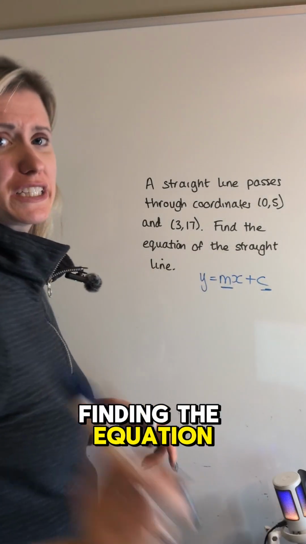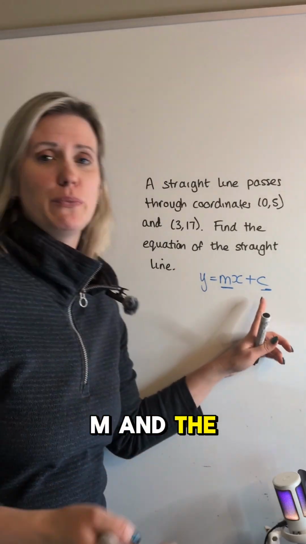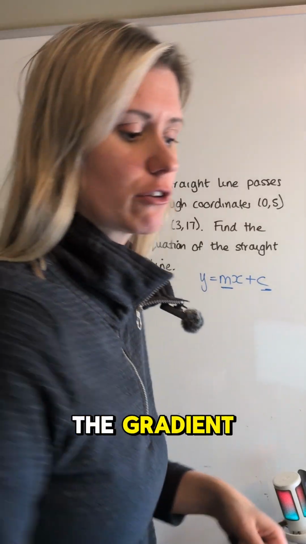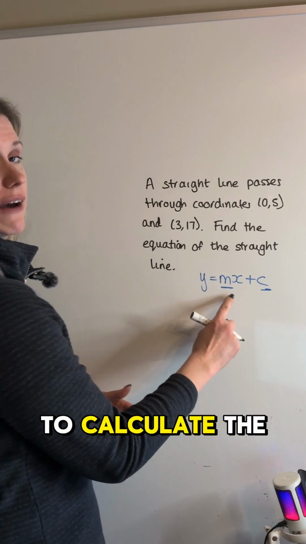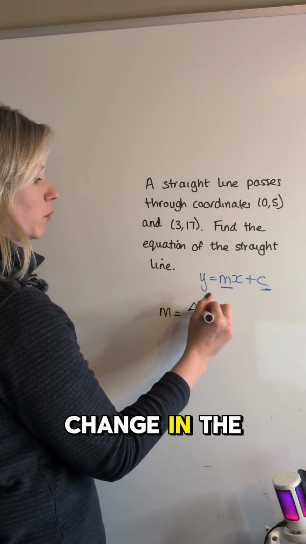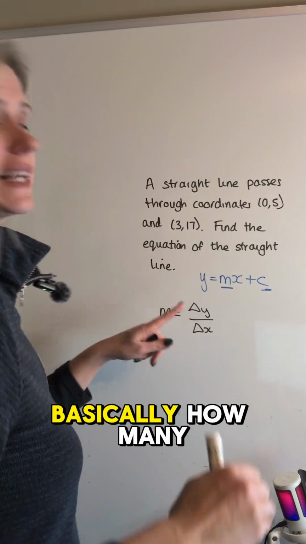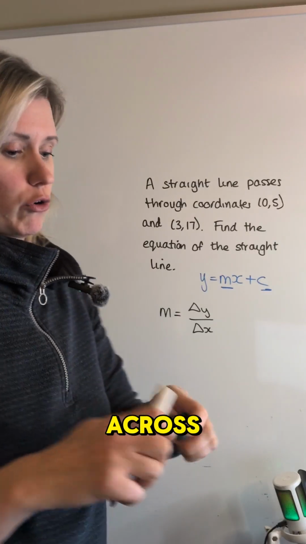Now, finding the equation of this line is as simple as finding out what the gradient is, the value of m, and the y-intercept where it crosses the y-axis. So how do we find out the gradient? The gradient is the steepness of the line. And to calculate the gradient, m, we do the change in y, change in the y coordinates, divided by the change in the x coordinates. Basically, how much does the graph go up for how much it goes across, okay?